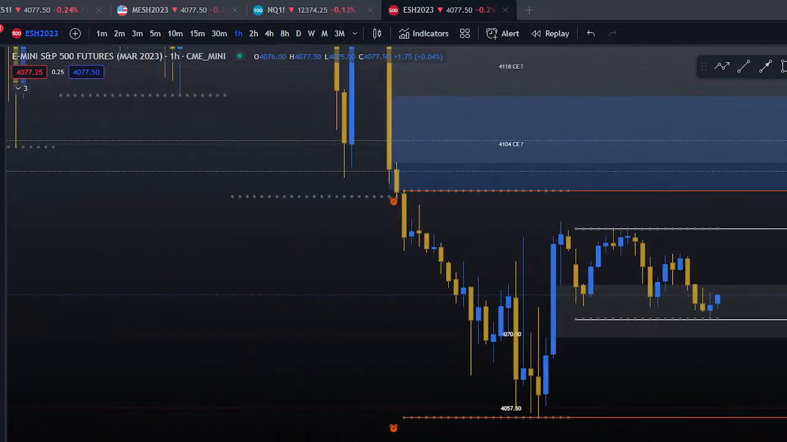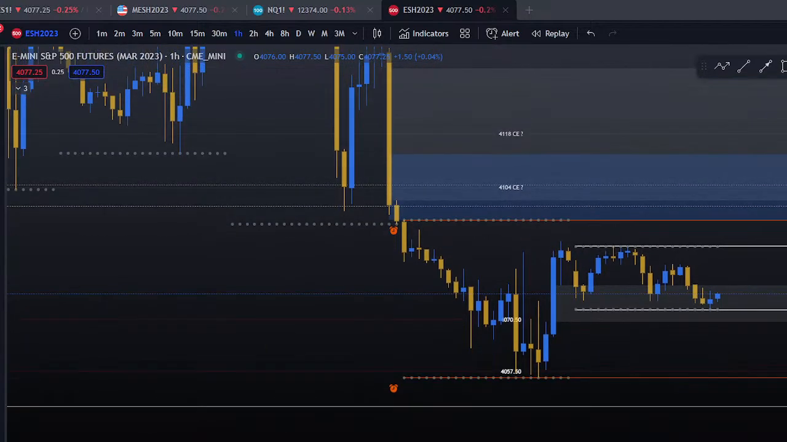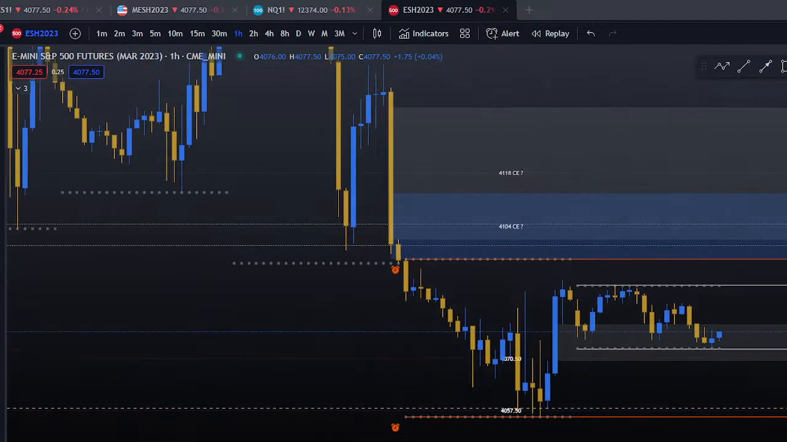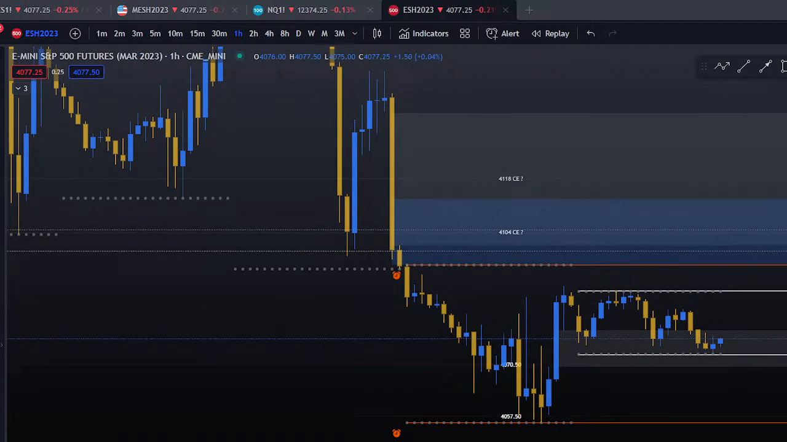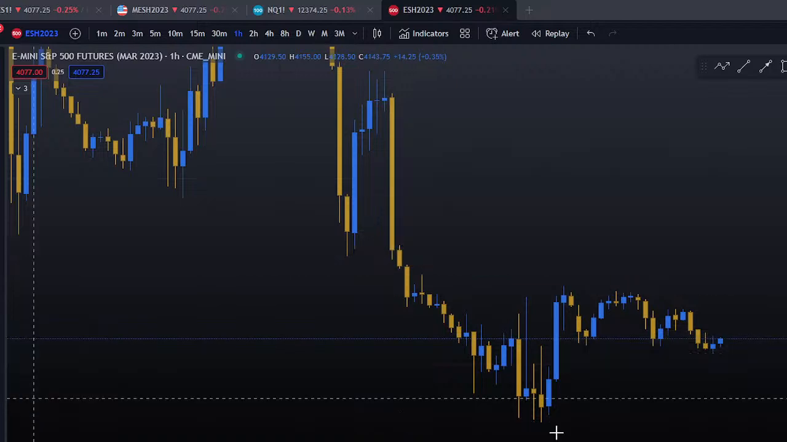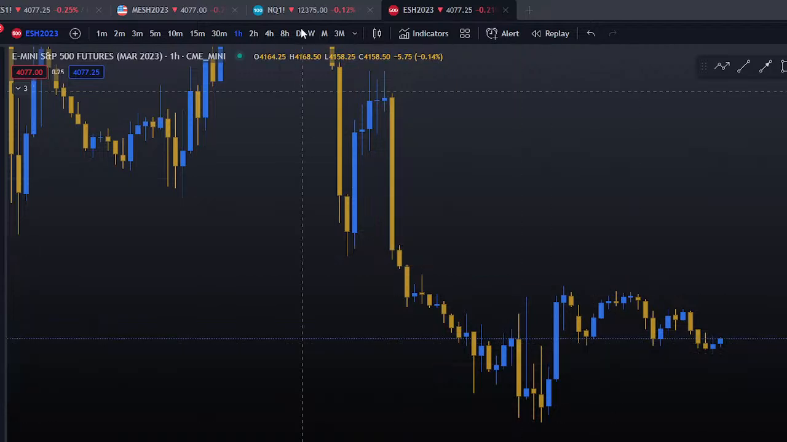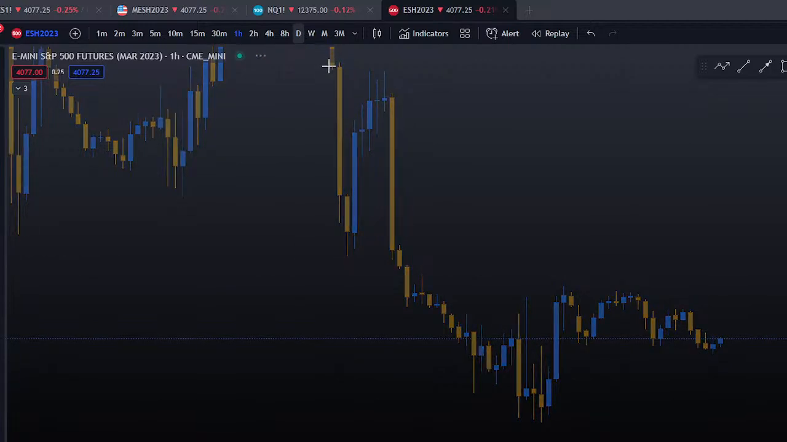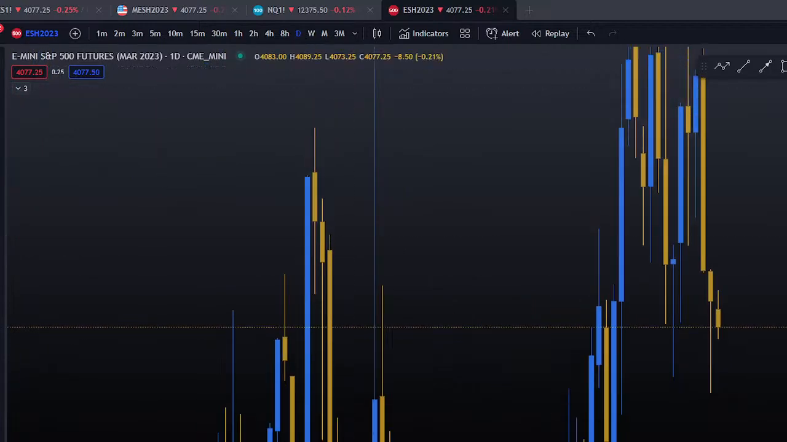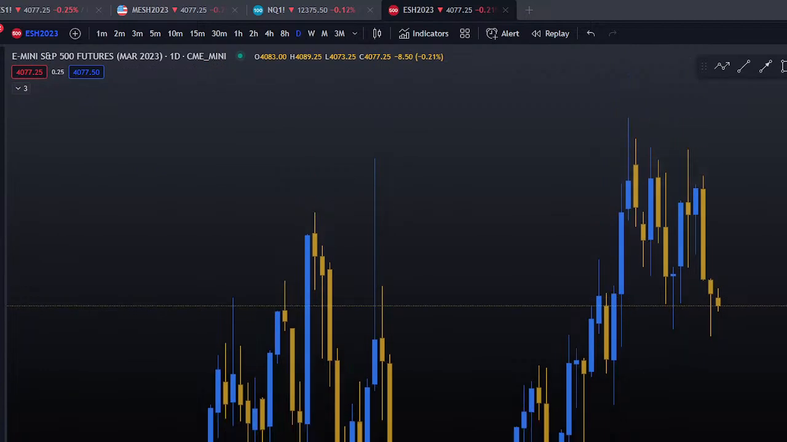We had the S&P 500. I got so much stuff on my chart that people probably wonder what is all that. So let me just hide everything. This is where we are. This is how we finish, the last couple weeks. Look at this consolidation.